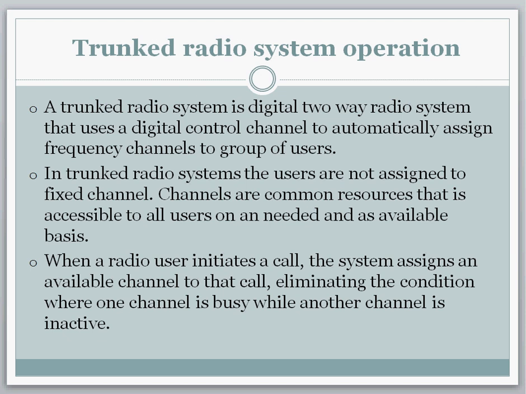Today we are going to discuss trunk radio system operation. So let's start. A trunk radio system is a digital two-way radio system that uses a digital control channel to automatically assign a frequency channel to a group of users. It means the frequency is assigned automatically, not like our conventional channel, where we need to assign a fixed frequency. But here we are doing it automatically.